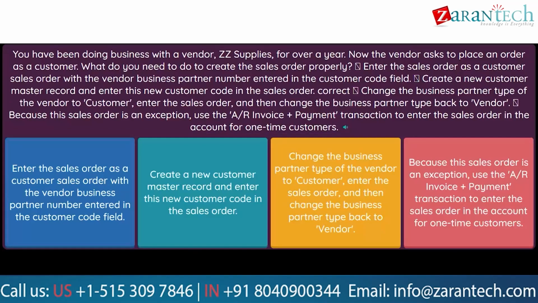Option 1, enter the sales order as a customer sales order with the vendor business partner number entered in the customer code field. Option 2, create a new customer master record and enter this new customer code in the sales order. Option 3, change the business partner type of the vendor to 'customer', enter the sales order, and then change the business partner type back to 'vendor'. Option 4, because the sales order is an exception, use the 'A/R invoice plus payment' transaction to enter the sales order in the account for one-time customers.